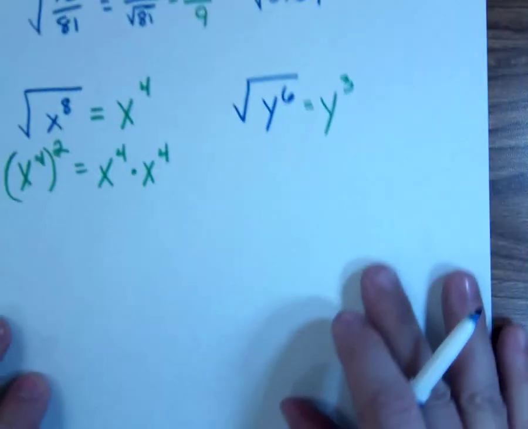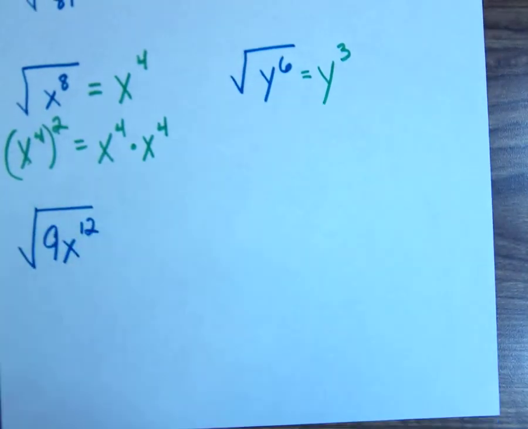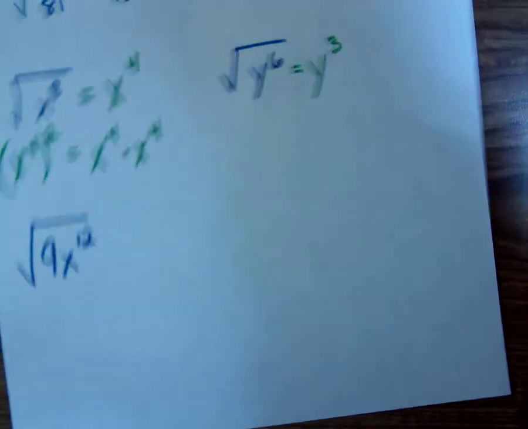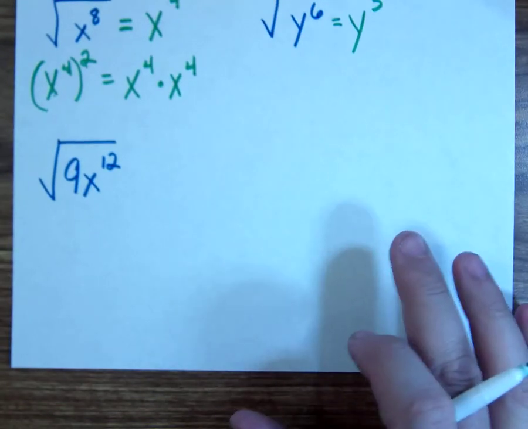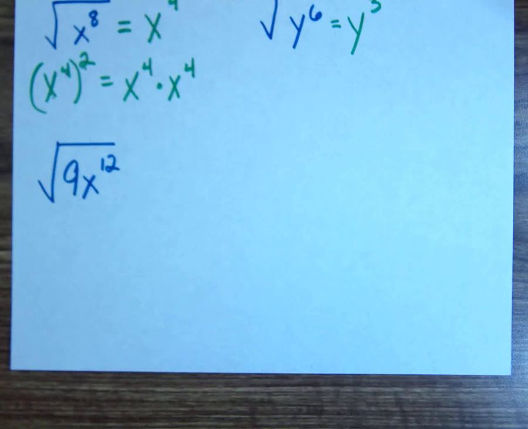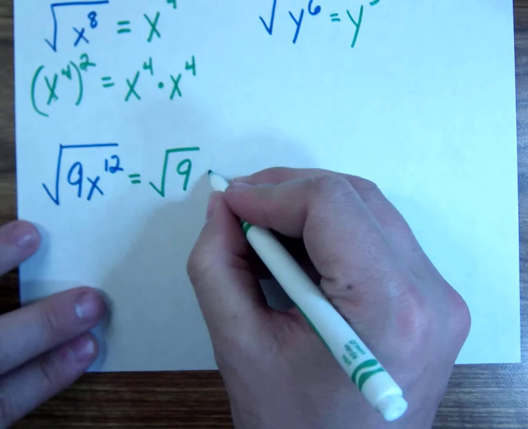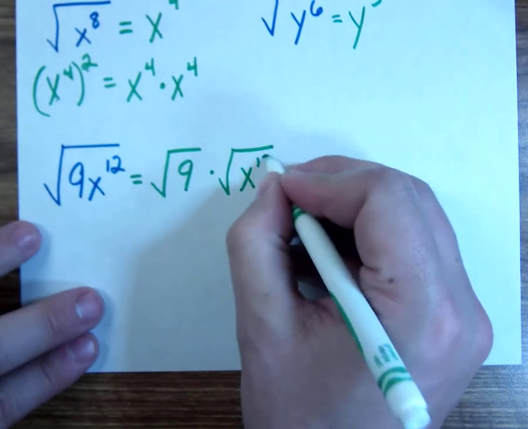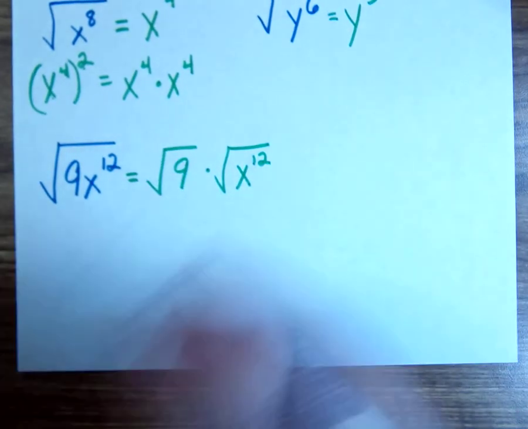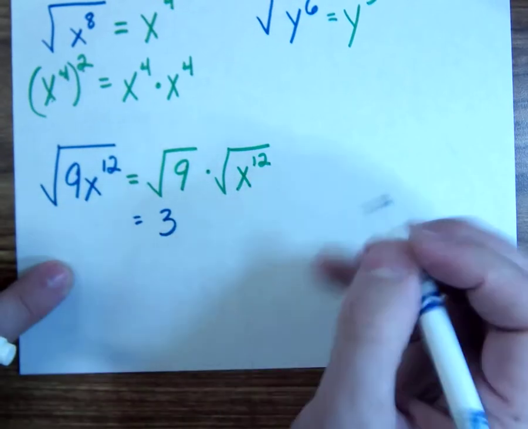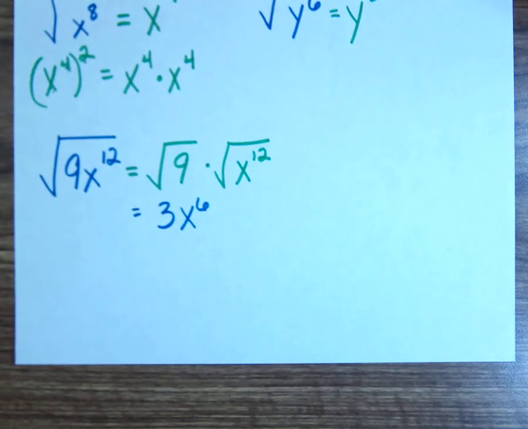Now let's see if we can really bake your noodle. Let's toss a bunch of stuff together. How about this? Now don't freak out just because we've got a variable along with a constant. This one's done in the same way that the division problems were done, which is that you separate them. Square root of 9, we'll do that one, and we'll multiply by the square root of x to the 12th power. Okay, square root of 9 is 3, and square root of x to the 12th is, there you go, x to the 6th. Shazam, as the kids say.